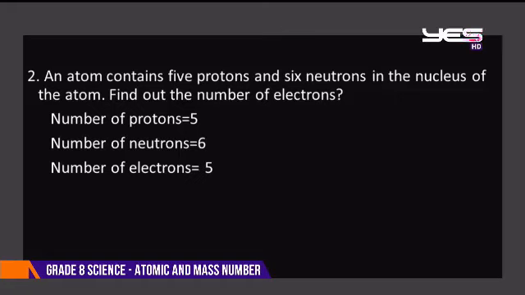of the atom. Find out the number of electrons. So in this particular atom, which numbers are given? The number of protons and the number of neutrons are given. What do we have to find out? We have to find out the number of electrons. We know that the atom contains an equal number of protons and electrons. The proton number is 5. Then what about the electron number? The electron number also should be 5.